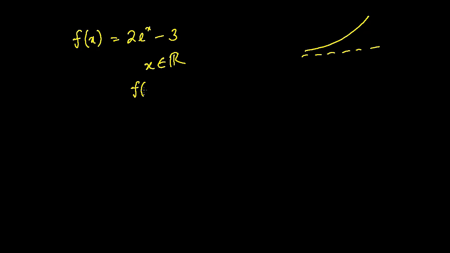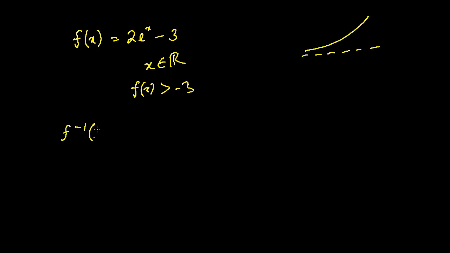Again, suppose f of x equals 2e to the power x minus 3. The domain is going to be, there is no restriction, x is any real number. The range is going to be, so the asymptote is minus 3. If you remember, this is the minus 3 asymptote. So the sketch would be like this. So f of x is greater than the asymptote minus 3.